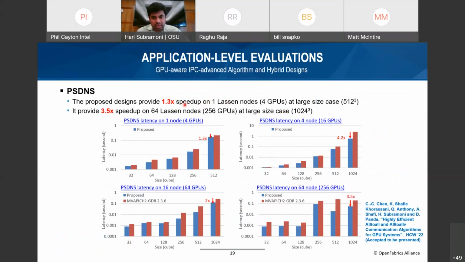We also compared the performance of PSDNS, and we got some significant benefits with PSDNS as well. We tried different scales on 1 node, 4 nodes, 16 nodes, and 64 nodes with 256 GPUs. As expected, as the scale of the runs grows, the benefits that we get with PSDNS also increase. With a 1024 cubed problem size, we were able to get almost 3.5 times improvement in the overall execution time of PSDNS compared to state-of-the-art designs.